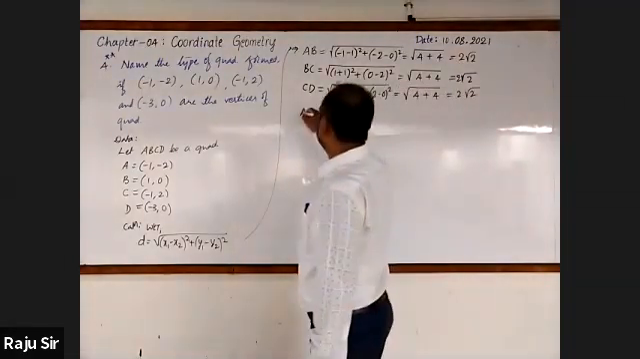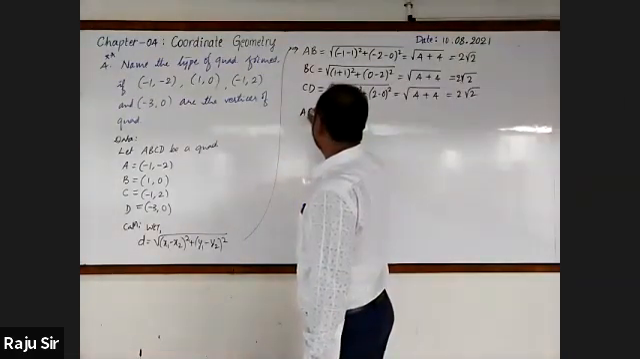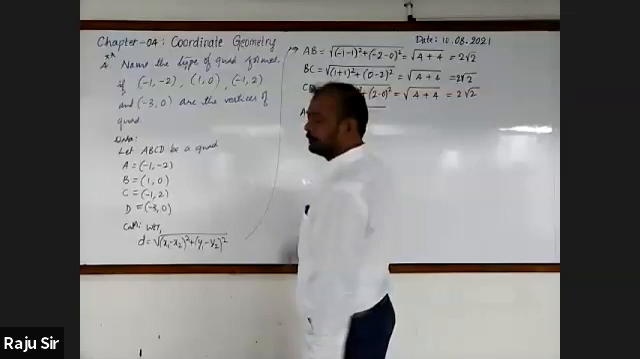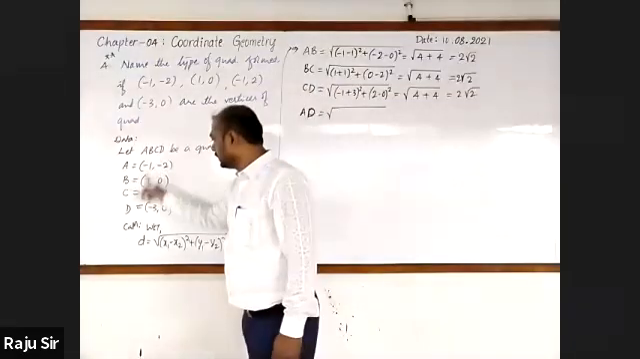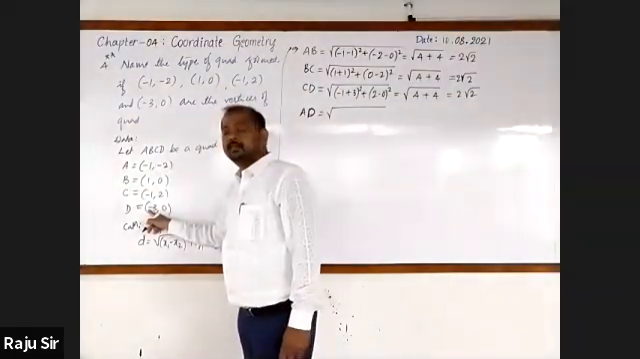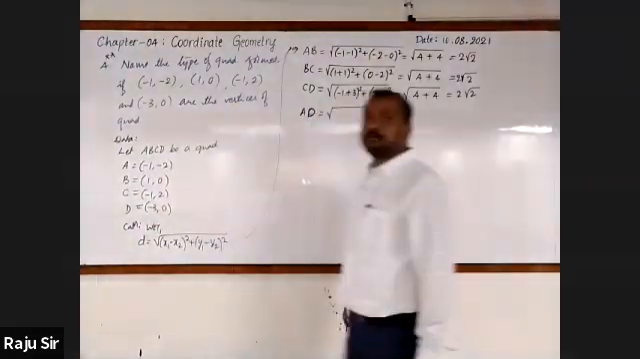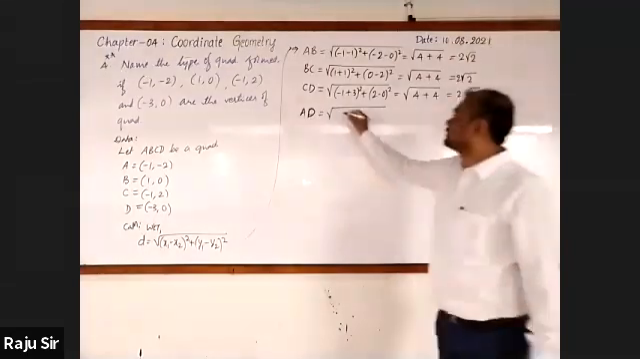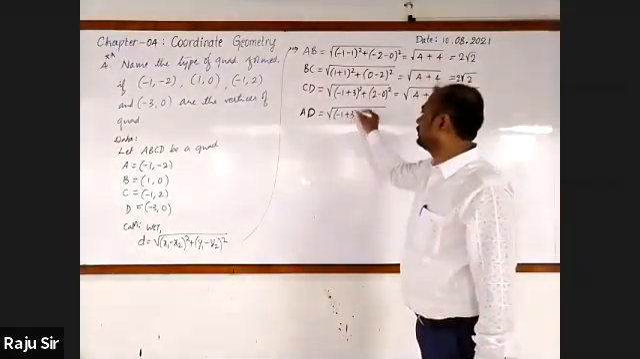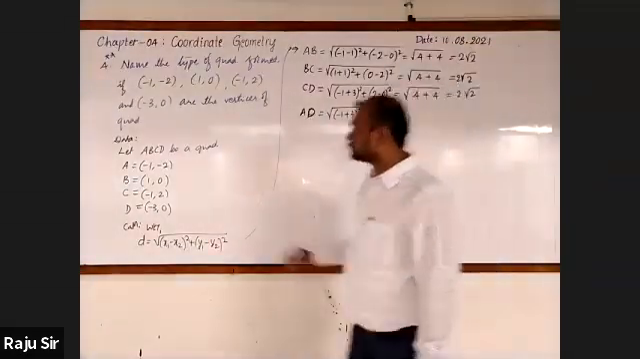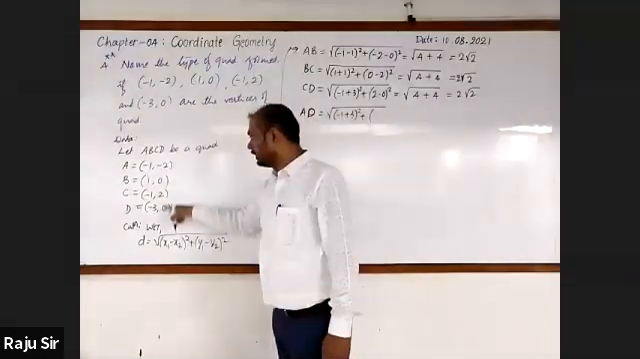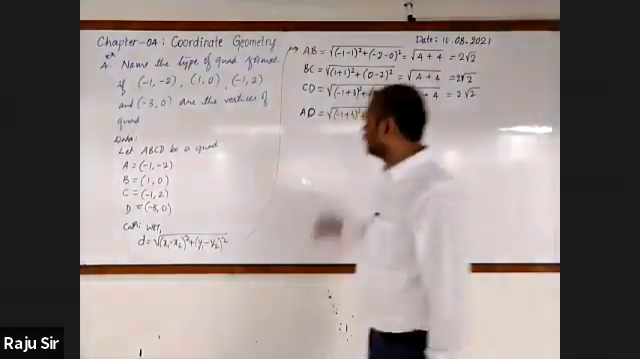Next, let us find out AD. For AD, the x coordinate of A is minus 1 and the y coordinate is minus 2. Minus 1 minus of minus 3, so it is minus 1 plus 3 whole square. Next, minus 2 minus 0 whole square.